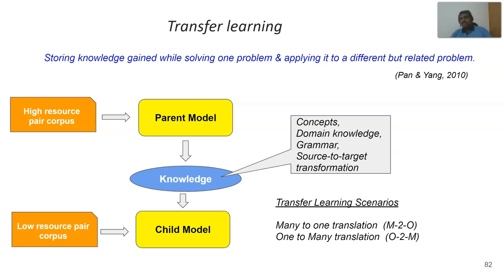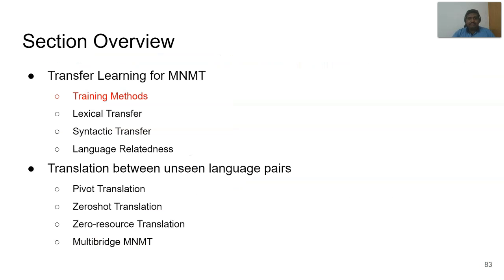The one-to-many scenario is the inverse of this, where the source is fixed, and on the target side we have a parent and a child: English to Galician is the child pair, and English to Spanish is the high resource pair. A lot of work has gone into the many-to-one scenario, and a limited amount of work has gone into the one-to-many translation scenario. So we'll look through the literature in both these scenarios.